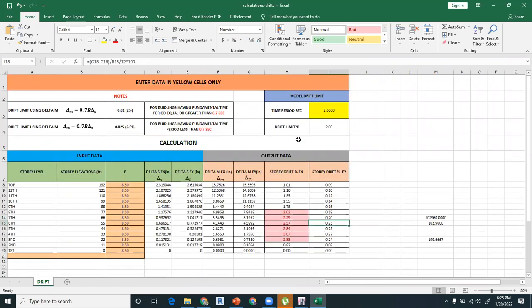So you can see the drift limit. This is 2.162. So for our building, the drift limit is 2%, and the drift in our model in X direction is greater than 2%. So there is an issue in the X direction and there is no issue of drift in the Y direction. So next is, what is the solution for it?